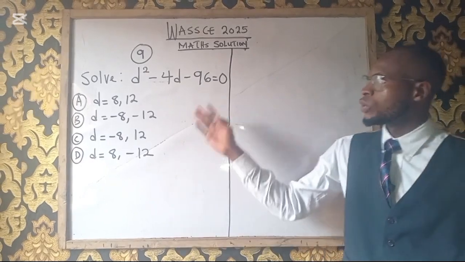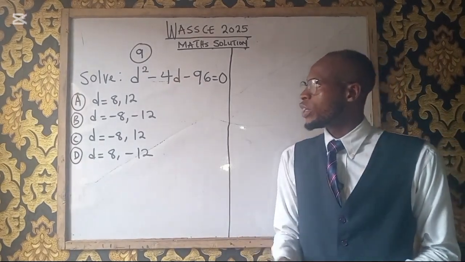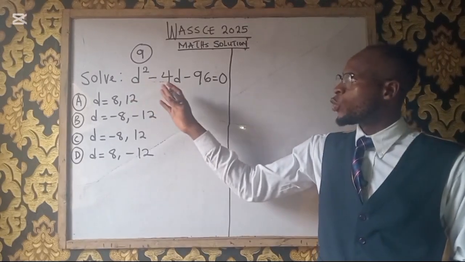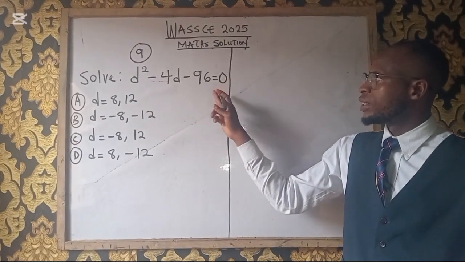So let's continue from where we stopped in the last class. We have question 9 on the board. Solve d squared minus 4d minus 96 equals 0.